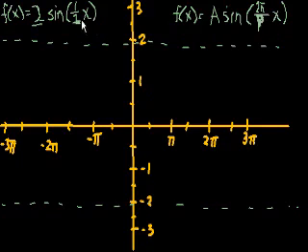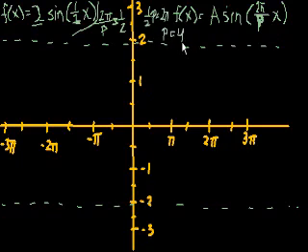So if we say that 2 pi divided by the period is equal to the coefficient, which is 1/2, so 2 pi divided by the period is equal to 1/2. Or we could say 1/2 the period is equal to 2 pi. Or the period is equal to 4 pi. So we know the amplitude is equal to 2, and the period is equal to 4 pi.